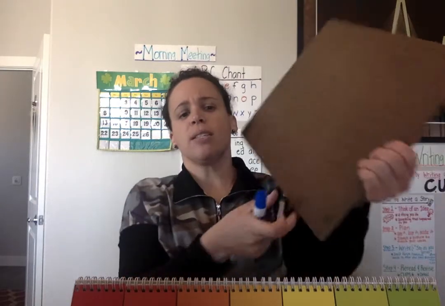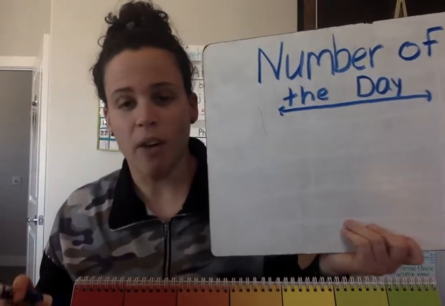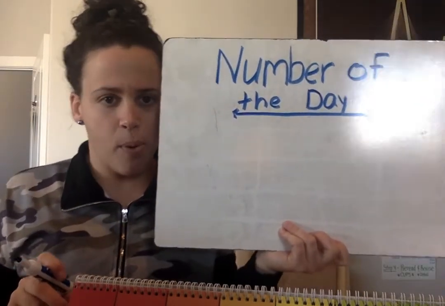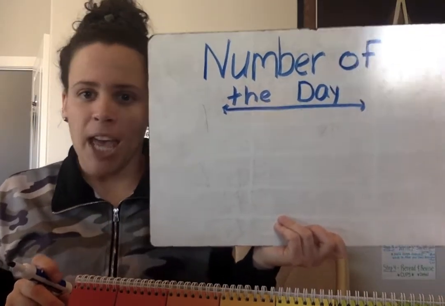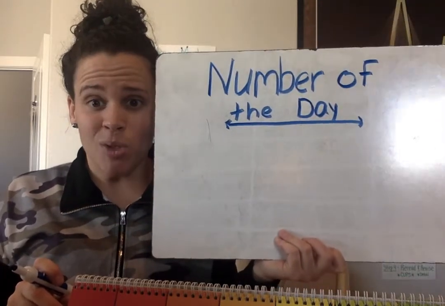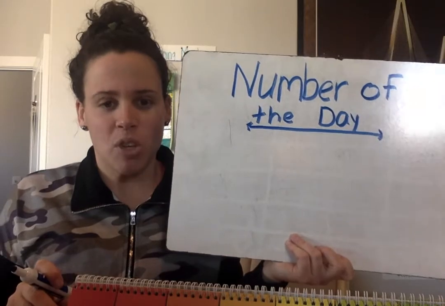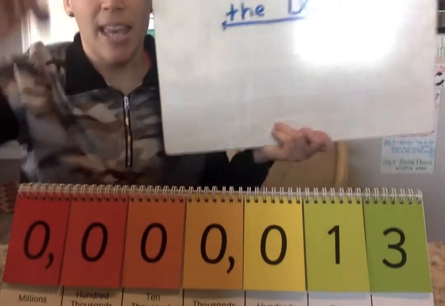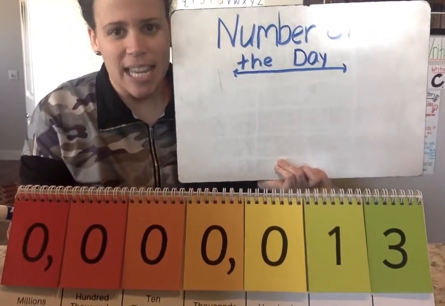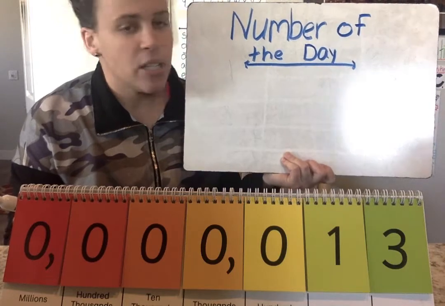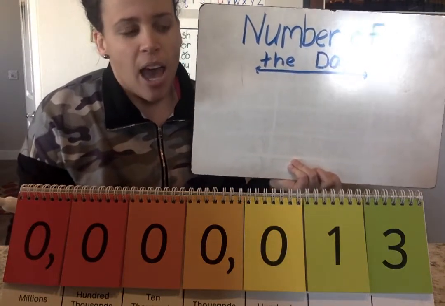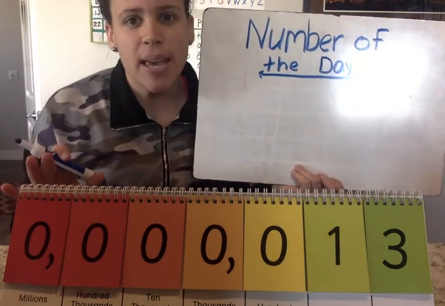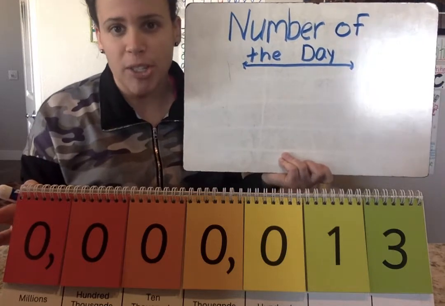So this is my board. If you have a piece of paper, or a slate or whiteboard, you can use it on there. If you want to get outside and get some fresh air, you can use chalk and do it outside. The number of the day today is 13. So this is what I want you to do: come up with as many ways as possible to make the number 13.